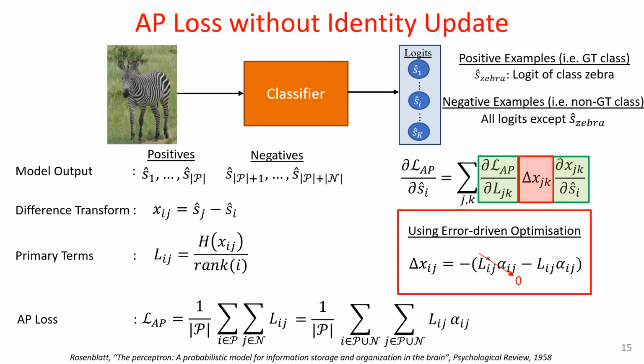Note that beyond generalizing this optimization strategy, identity update offers simplicity, since the primary terms are not derived, but they are defined based on the definition of the loss function, and no additional variable such as alpha is required.